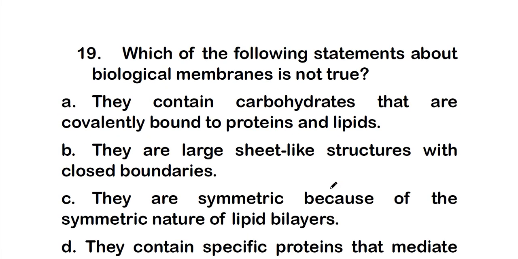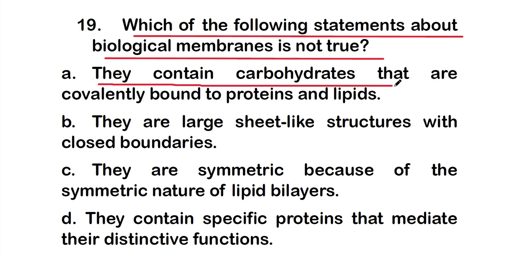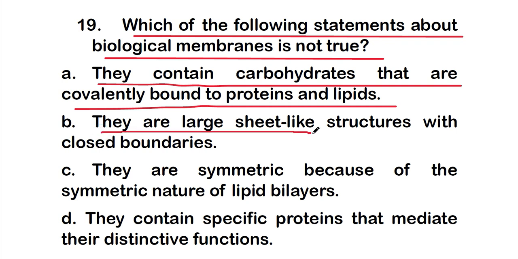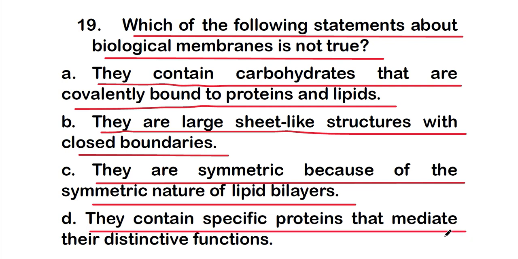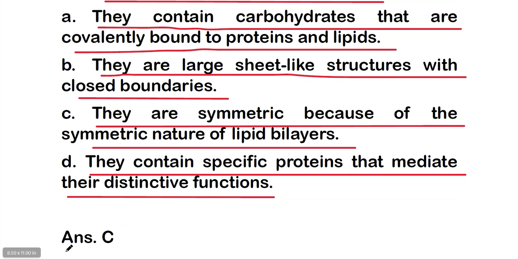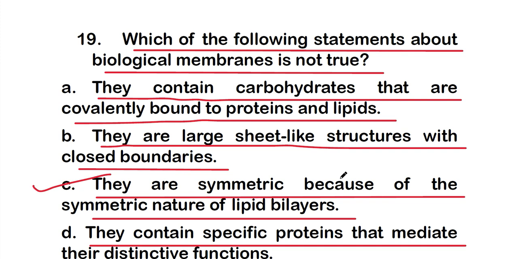Okay, let's move on to question number 19. That is, which of the following statements about biological membrane is not true? And the options are: option A, they contain carbohydrates that are covalently bound to proteins and lipids; or option B, they are large sheet-like structures with closed boundaries; or option C, they are symmetric because of the symmetric nature of lipid bilayer; or option D, they contain specific proteins that mediate their distinctive functions. So the one which is not true about the biological membrane is option C. That is, they are symmetric because of the symmetric nature of the lipid bilayer, but it is not true because the lipid bilayer is asymmetric.